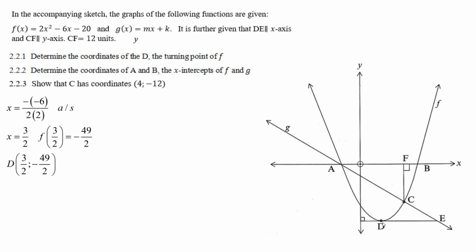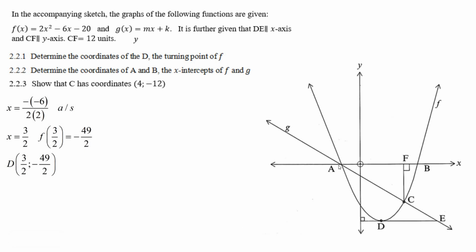We can tell it's pretty negative here. That'd be minus 20, so it should be a little bit less than that. You take 3/2 and plug it into this function, f of 3/2, and put it in your calculator, and it tells you it's about minus 24.5. That's 49 divided by 2, exactly minus 49 over 2. That's the coordinates of D, the turning point of f.